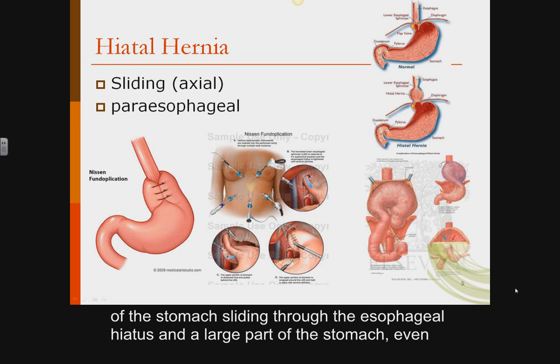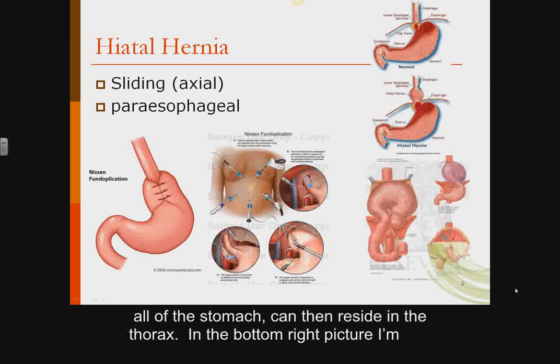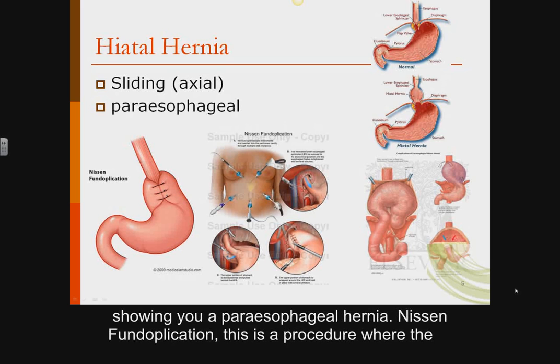Paraesophageal hernias are a bit different. They involve a greater portion of the stomach sliding through the esophageal hiatus, and a large part of the stomach, even all of the stomach, can then reside in the thorax. In the bottom right picture, I'm showing you a paraesophageal hernia.